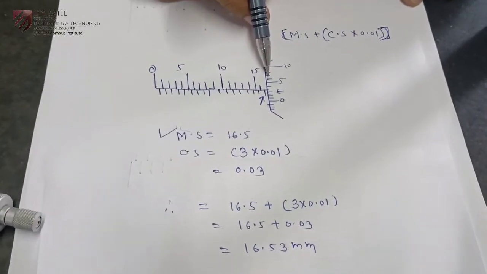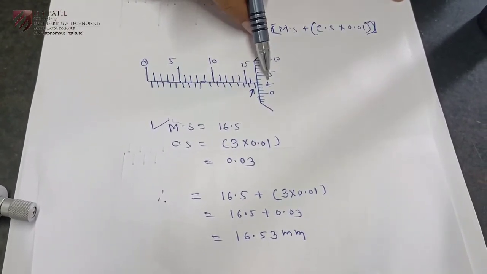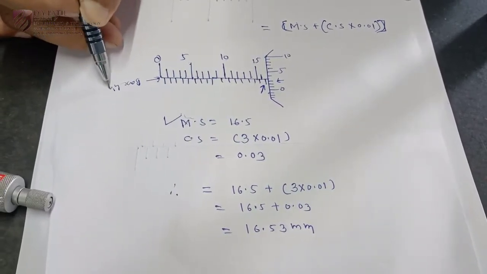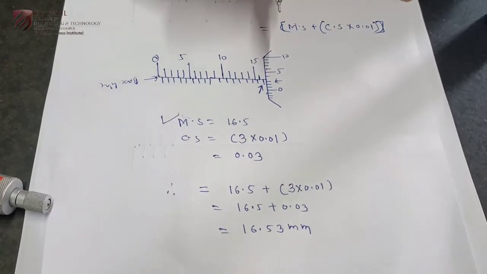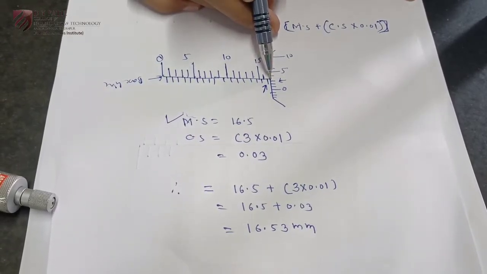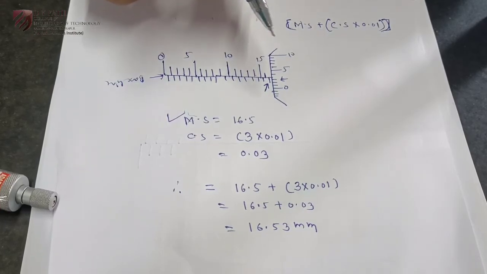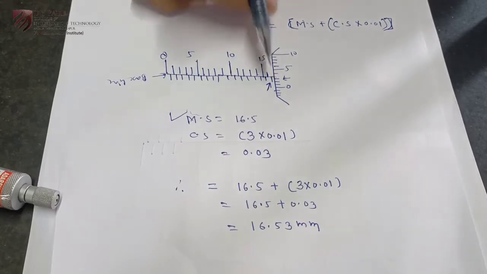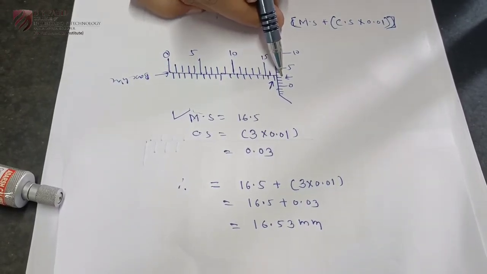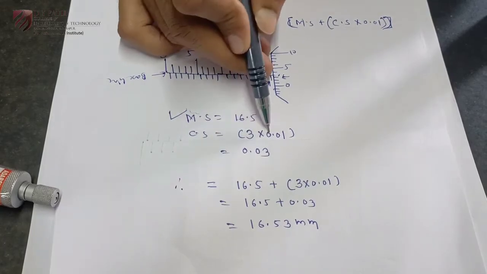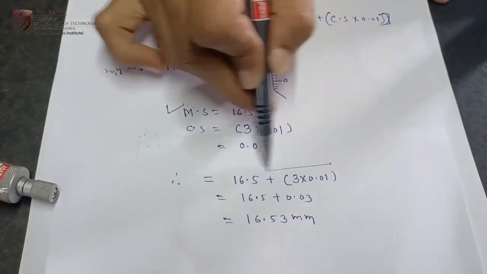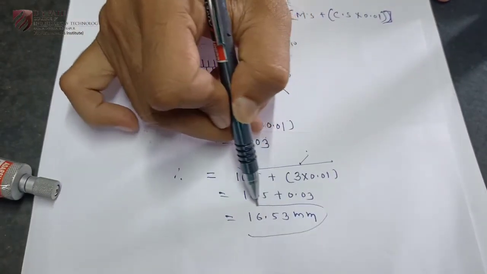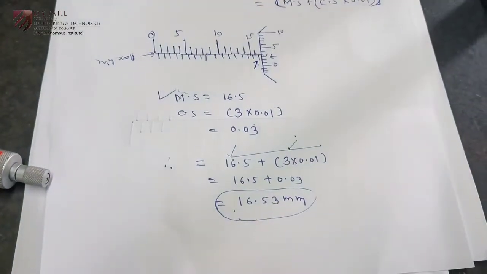You have to find out that division on the circular scale which either coincides or is just below the baseline. This is the baseline. The division here is not matching, but the division below this is completed. So that's why we are taking the division below the baseline as the circular scale reading. This is division number 3. So my circular scale reading is 3 multiplied by 0.01, that is 0.03. So the total reading is 16.5 main scale plus 3 into 0.01 circular scale. So 16.53 mm is the total reading of that particular component.